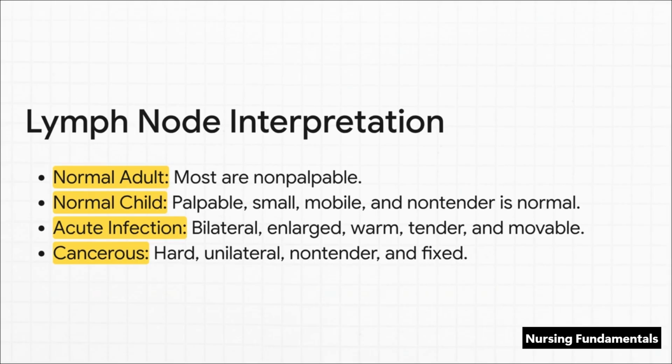In most healthy adults, you're not going to feel much of anything. But in a kid, it's totally normal to feel some small, pea-sized, movable nodes. Now, if someone has an infection, you'll feel nodes that are bigger, warm, and tender. But the one that should make your internal alarms go off: a node that's hard as a rock, doesn't hurt, and feels stuck in place. That is a major red flag for malignancy.